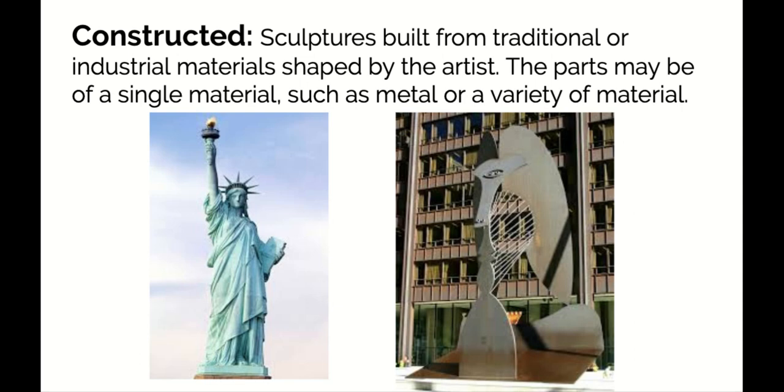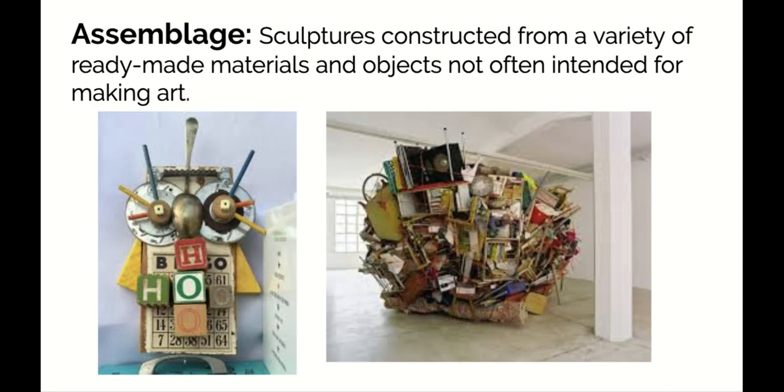Now, constructed sculptures are built from traditional or industrial materials shaped by the artist. So a more traditional material would be something like stone. An industrial material would be more like steel. The parts may be of a single material, such as a metal, or a variety of different materials. So you see our examples here. The Statue of Liberty on the left, the Picasso on the right are examples.